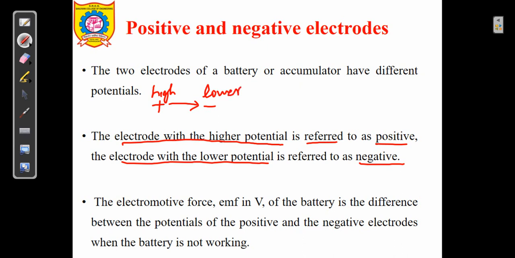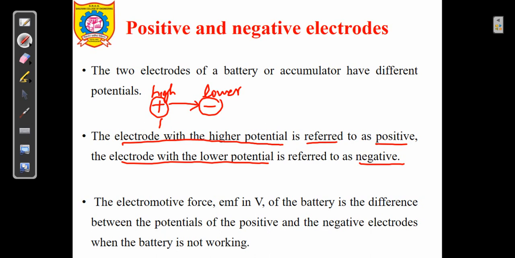When the electrode has a higher potential, this is called a positive electrode. When the electrode has a negative potential, it is called a negative electrode. It is the terminology we use in batteries, because we are doing the charging and discharging process. It is a reversible process that takes place.